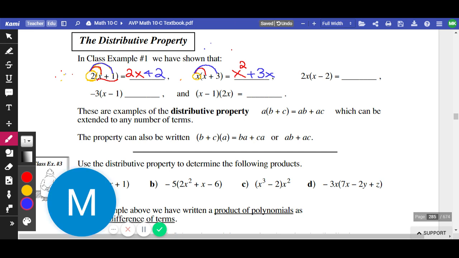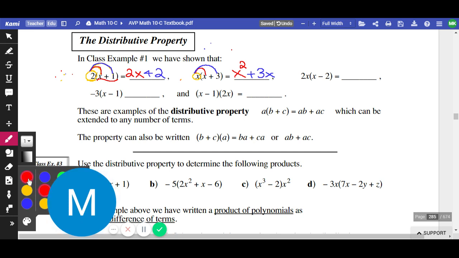You'll notice in both cases, if I multiply a monomial into a binomial, I get a binomial answer. And that'll happen every time when you distribute a monomial into the brackets. You'll end up with the same number of terms that were inside the brackets. Look at the third one.